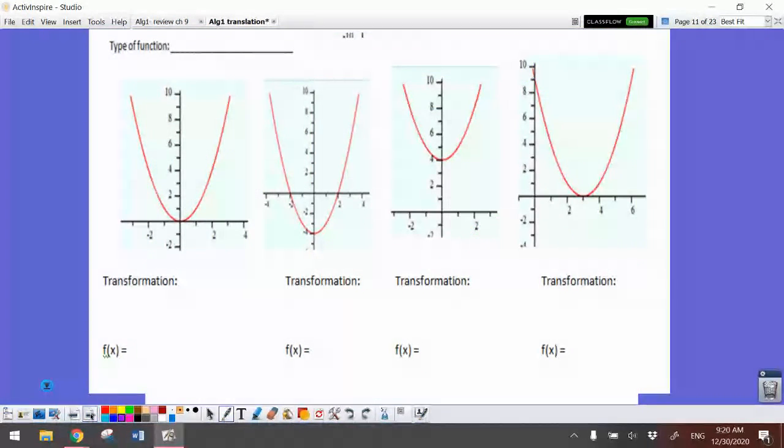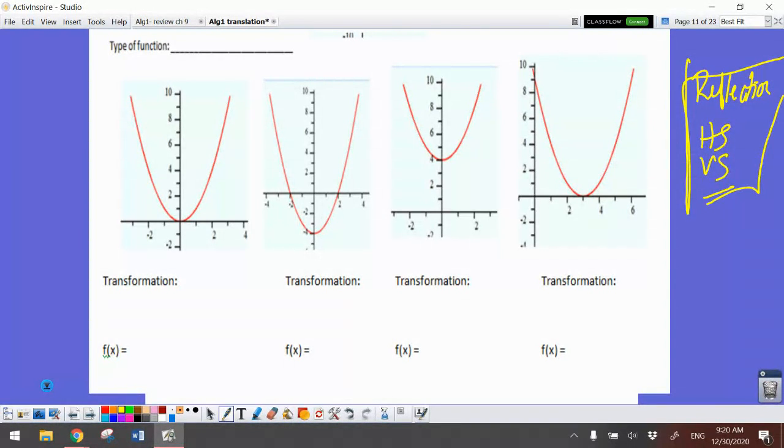All right, so let's put this together to try to figure out what's going on here. We are not talking about dilations this time. We're simply looking at reflections, horizontal shifts, and vertical shifts. That's primarily what we're looking at right now.